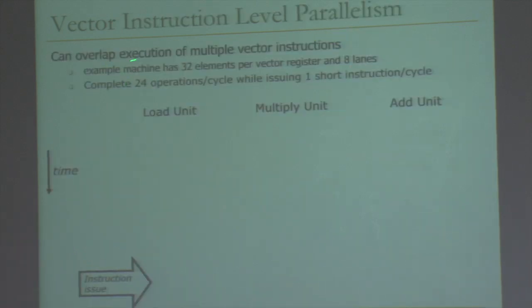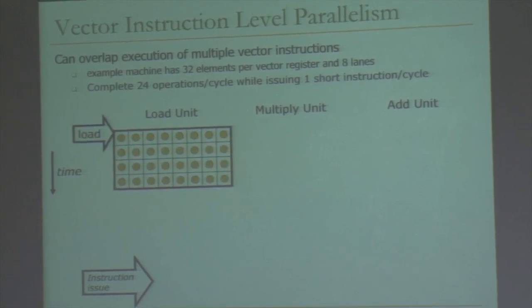Now you can overlap execution of multiple vector instructions also. I'll give you an example. This is very simple, so I'm not going to go through this. It's an example machine that has 32 elements per vector register and 8 lanes. If you have 3 units, and if you can do multiple vector instructions in parallel, you can complete 24 operations per cycle while issuing 1 short instruction per cycle. Well, this is what it looks like.